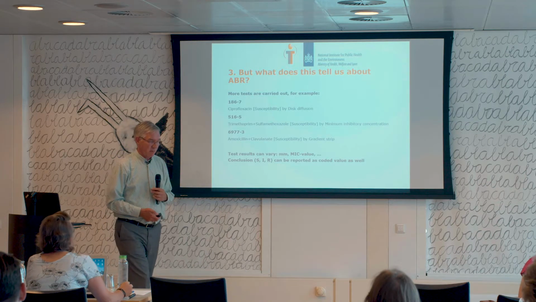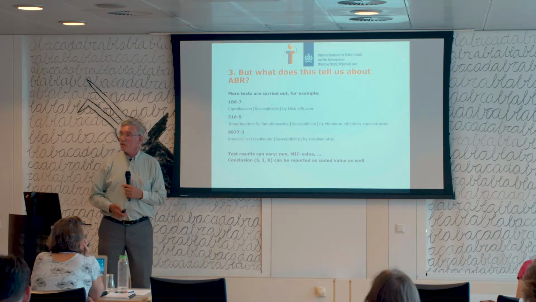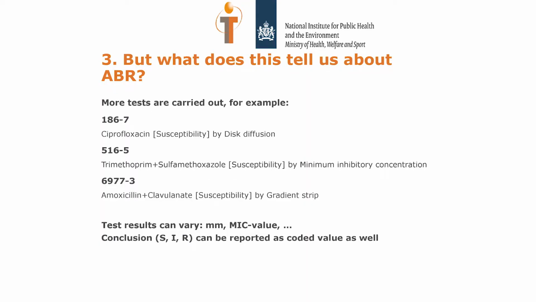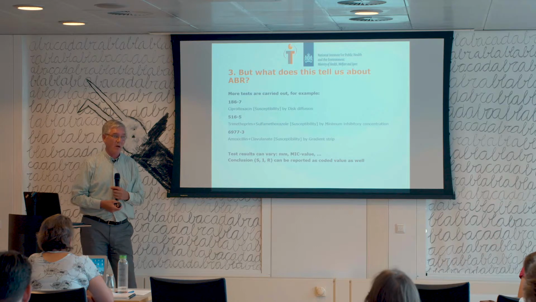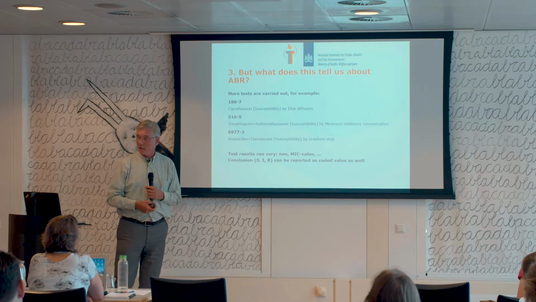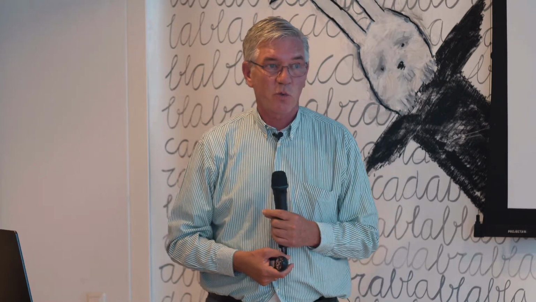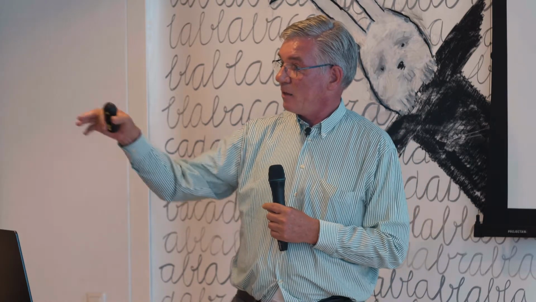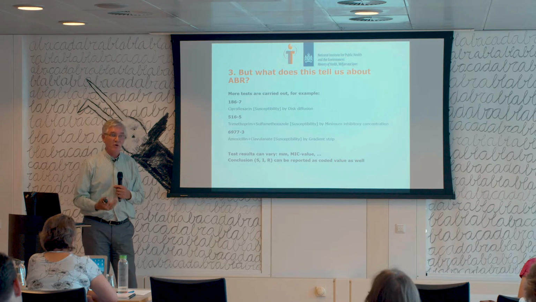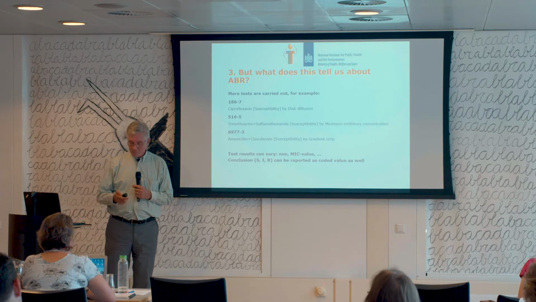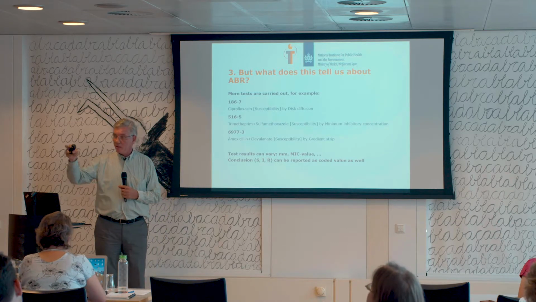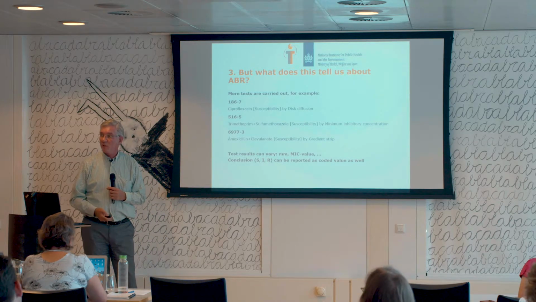What does it tell us about ABR? Well, we have to do the tests, susceptibility tests, and those are coded as well. So we have different codes for all the tests that you can think of, and if there's a new test that comes along, then we can add those codes as well. And usually they will have been added by someone else around the world already, because you're probably not the first one to do that test. And of course the test results can vary in millimeters, MIC values, etc. And the conclusion itself can also be represented. So depending on what type of test you do, the units of measure will be different.